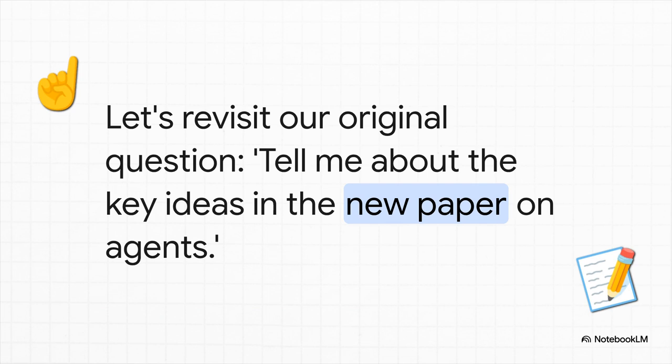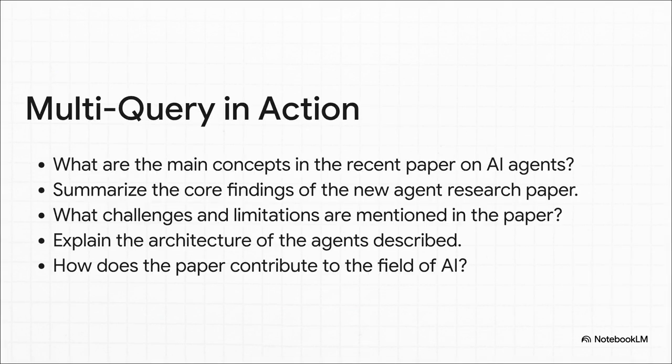Okay, let's make this real. We'll go back to our original question, the one that failed before. Tell me about the key ideas in the new paper on agents. Now, with the multi-query approach, the AI doesn't just take that one question at face value. Instead, it does a little brainstorming session all by itself. It generates a whole list of alternatives, like what are the main concepts, or summarize the core findings. It even asks about challenges and the agent's architecture. It's basically anticipating all the different ways you could have asked the question to cover all its bases.